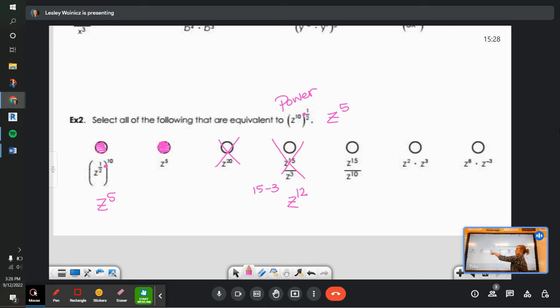Okay, so for this one, I'm doing 15 minus 10 because I'm using the quotient rule and subtracting. So this one is z to the 5th. The second to the last one is the product rule, and I have to add my exponents. 2 plus 3 is 5, so this is z to the 5th. And then 8 plus a negative 3 is basically just subtracting, and 8 minus 3 is 5.